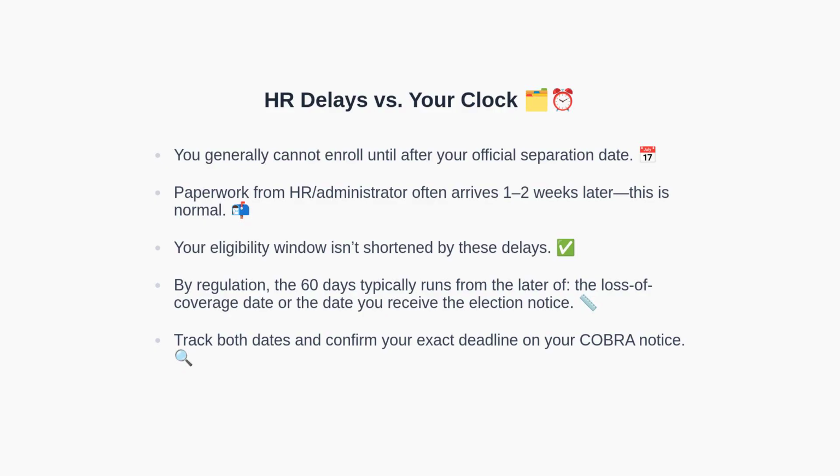You usually cannot enroll in COBRA until your official separation date has passed. After that, it is common to experience a 1 to 2 week delay while HR or the COBRA administrator processes your eligibility and sends your notice. Those delays do not reduce your election window. Under federal rules, the 60-day period is generally measured from the later of the date your coverage ended or the date you received the COBRA election notice. Therefore, you should track both the actual loss of coverage date and the date you received the official notice. Then, confirm the precise deadline printed on your COBRA election packet to avoid any ambiguity.